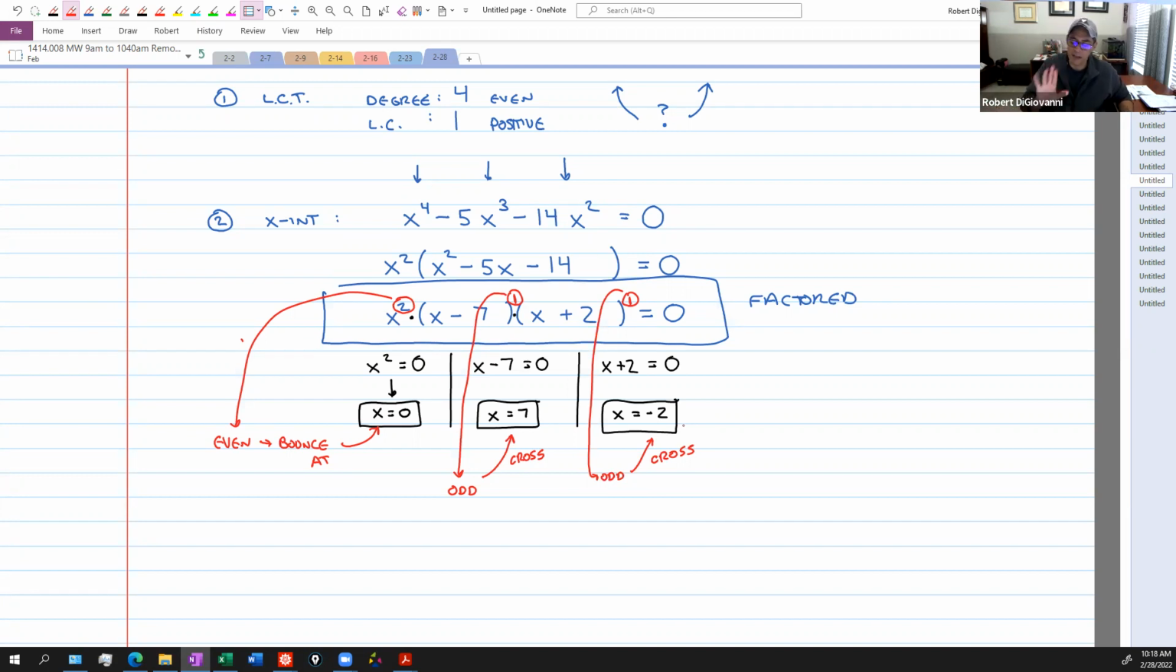Be careful. The biggest mistake students make on this is instead of looking at the powers to figure out if it's even or odd, they look at the number. They say, oh, x is 0, that's even, so I bounce. And they say, oh, this right here, that's 7, it's odd, so I cross. And they say, oh, -2 is an even number, so I should bounce. You're not looking at the numbers. You're looking at the powers of the factors from where they came from.